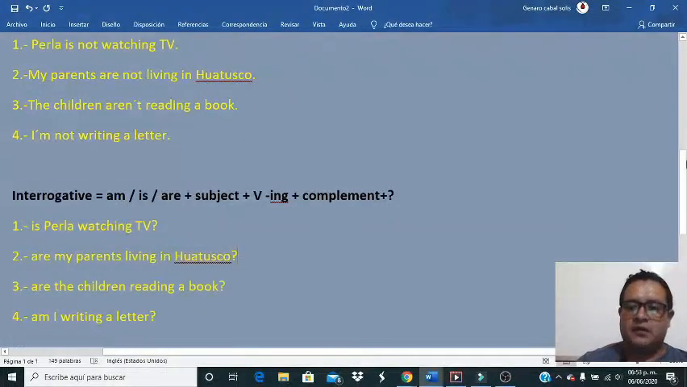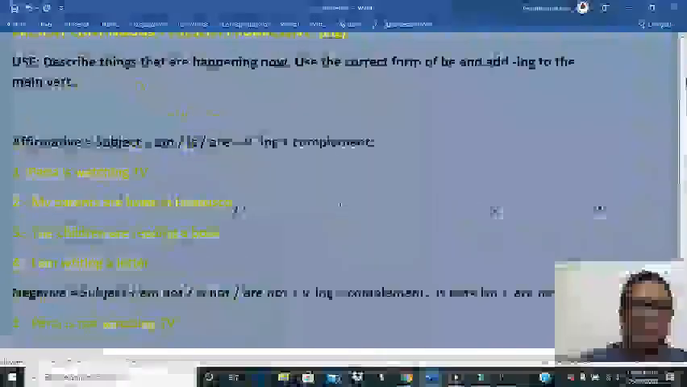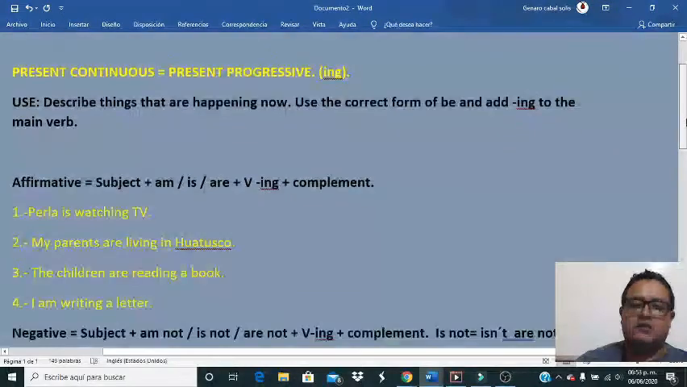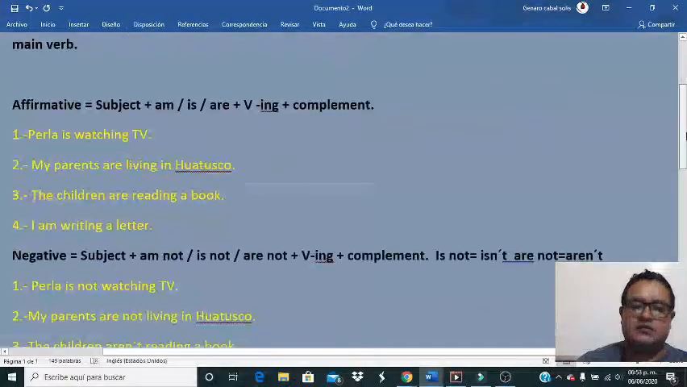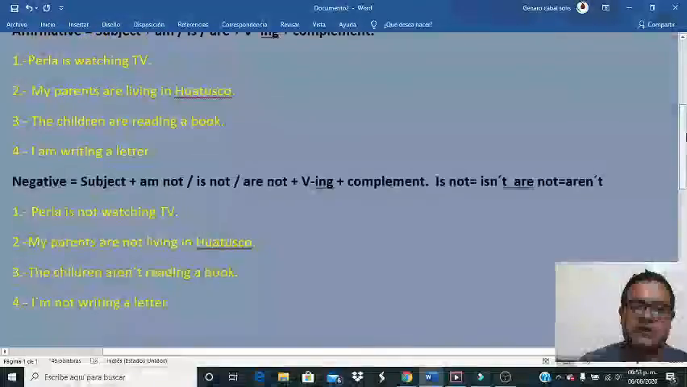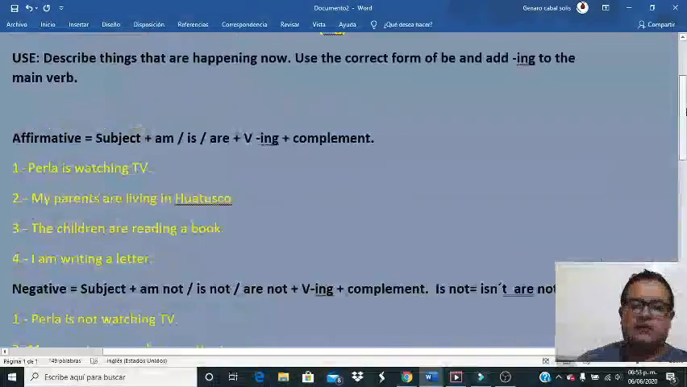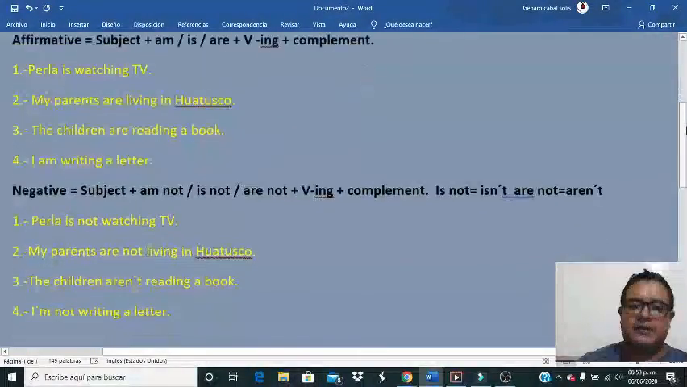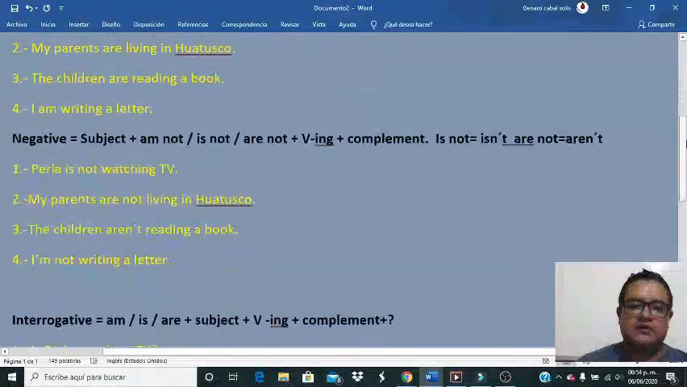Okay, so I repeat. The present continuous or present progressive is used to describe things that are happening right now. Es para escribir cosas que están pasando justo ahora. And we have three patterns. Tenemos tres estructuras: affirmative, negative, and interrogative. Okay. So all of them are with ing form in the verb. Todas ellas llevan ing en el verbo. So be careful. Así que sean cuidadosos.